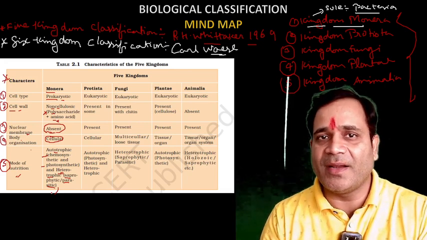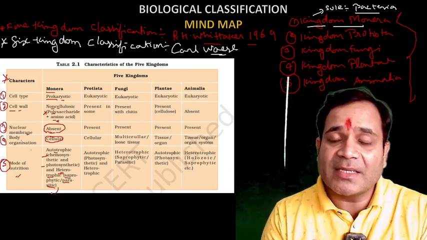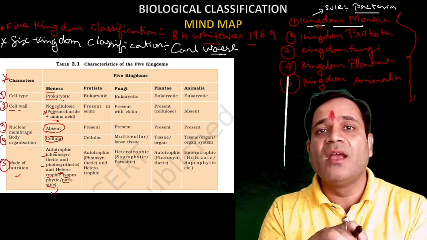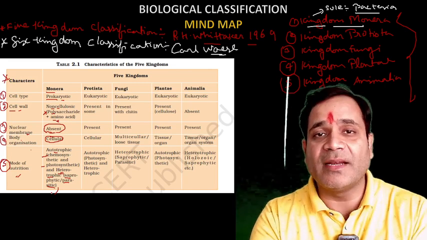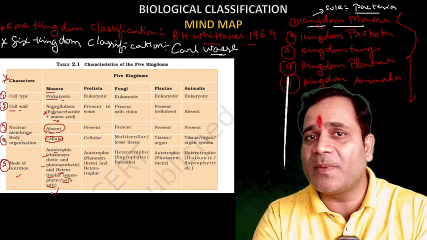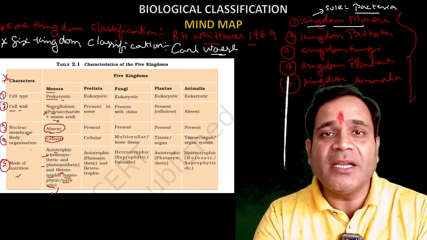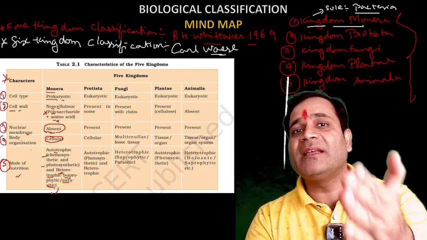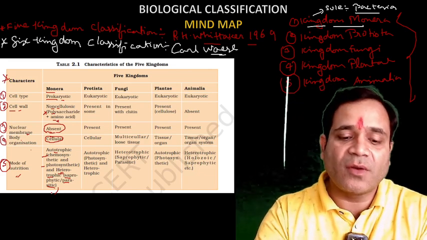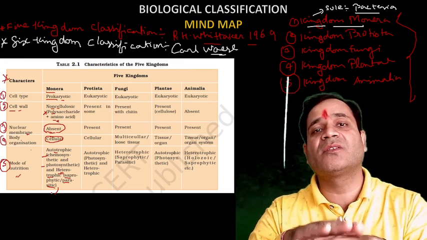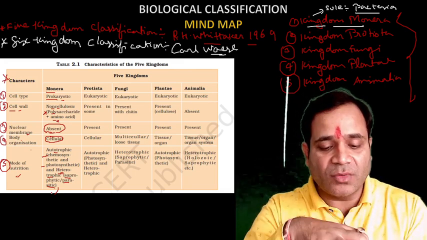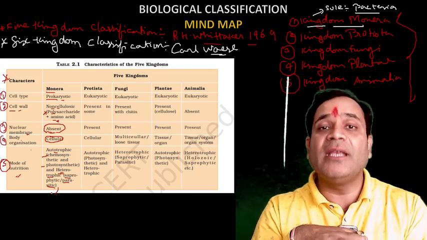But parasitic means the organisms which derive nutrients from another living organism. Parasitic is of two types: one is ectoparasite and the second is endoparasite. Ectoparasite means the organisms derive nutrition from the outer surface of the host body. So if any organism derives nutrition from the outer body surface, it is known as an ectoparasite.